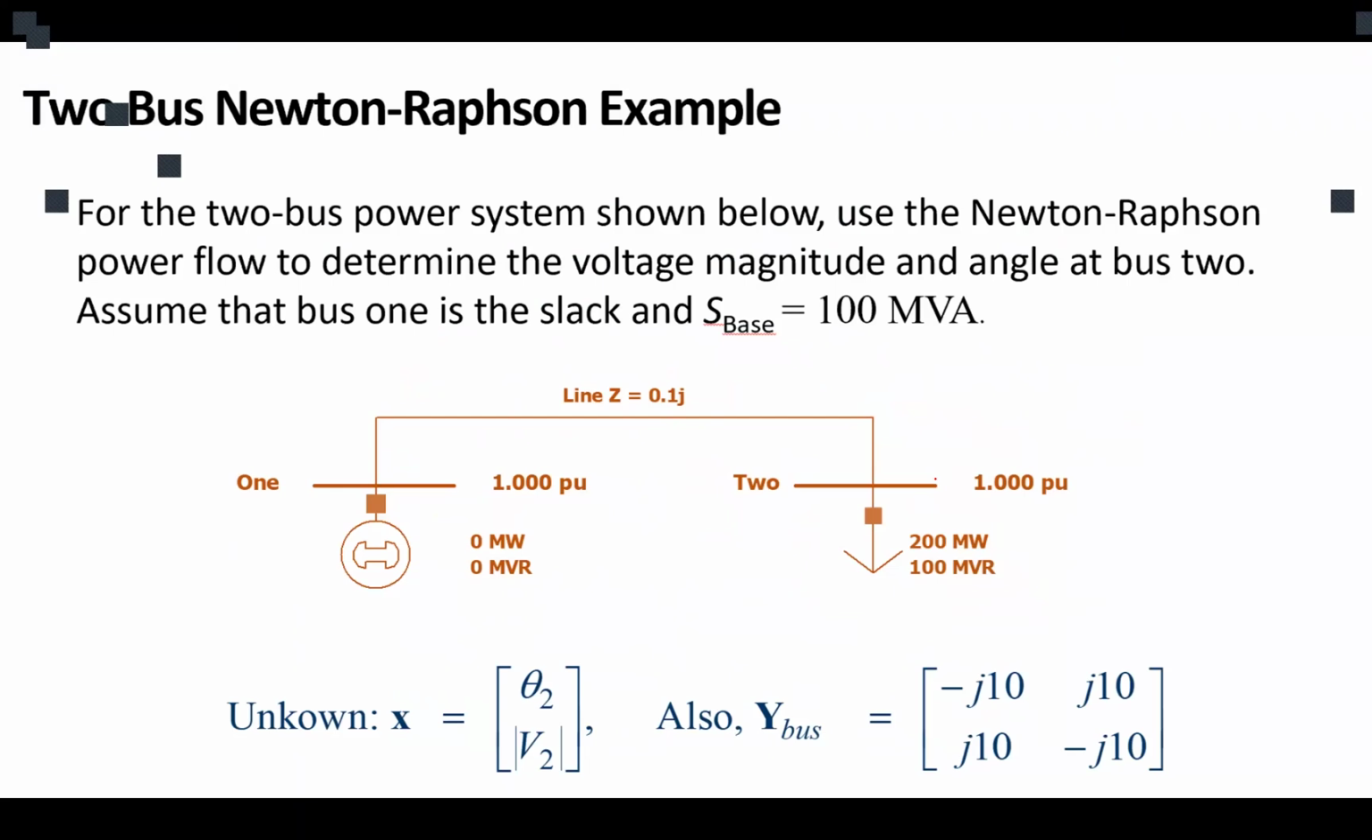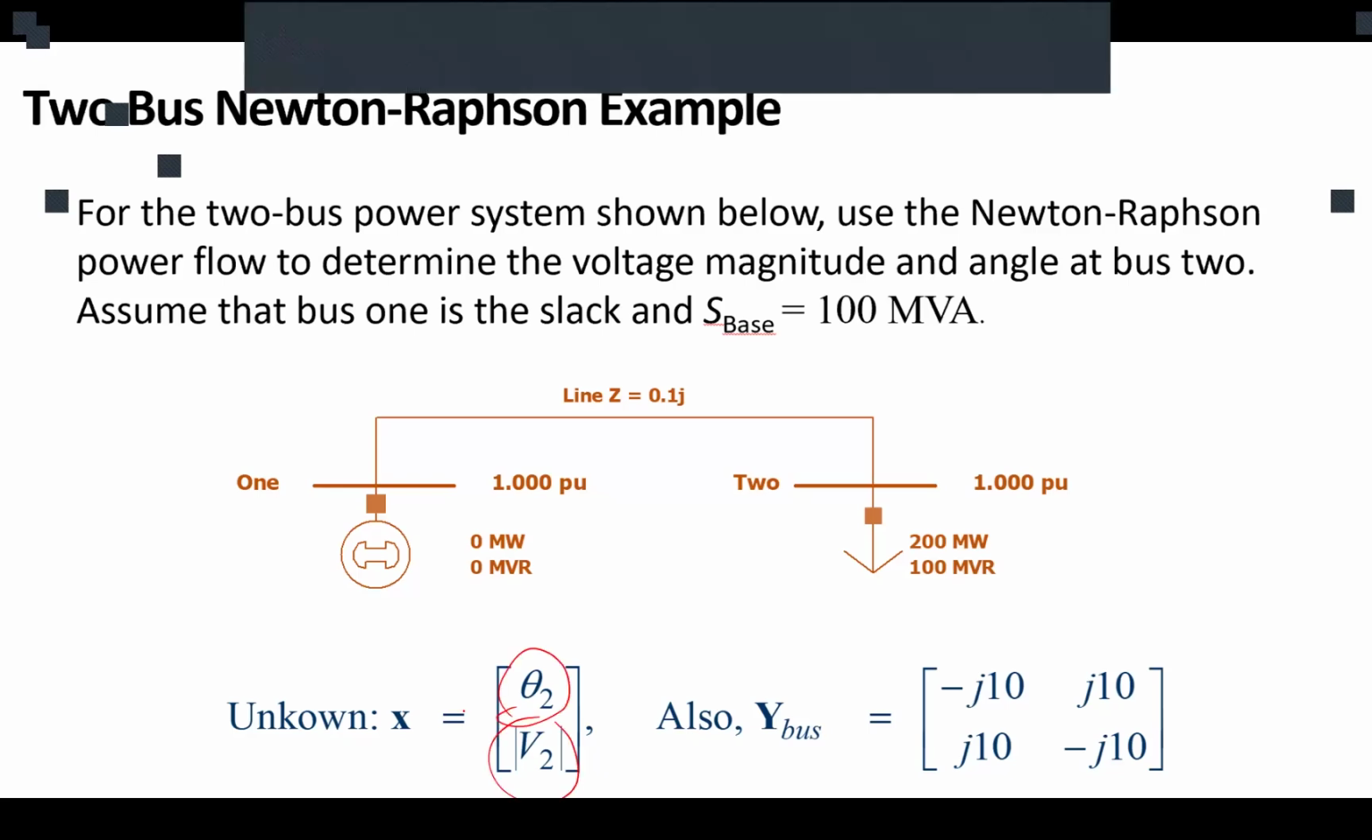I have an example. Let's go through this example and see how we could actually run a power flow. In this example, we have two buses connected with a certain impedance. Bus 1 we call the slack, so it's 1 per unit. And for bus 2, we want to find out what's going to happen. The unknowns in our system are theta 2 and V2. This is a PQ situation, so we know the PQ of bus 2.